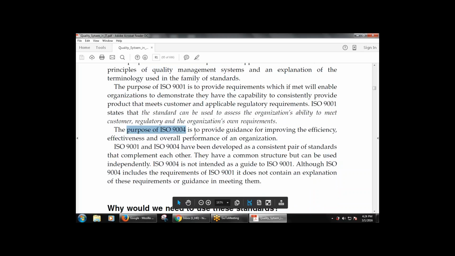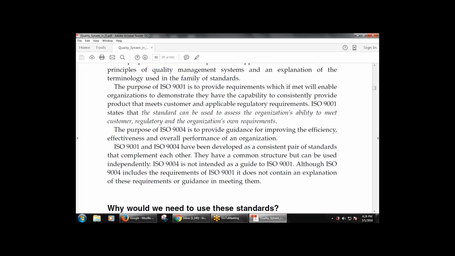Well, the main purpose of ISO 9004 is to provide guidance for improving the efficiency, effectiveness, and overall performance of the organization. That is, how to improve the efficiency, what the main effectiveness is, and the overall performance of an organization. That is the ISO 9004 standard.